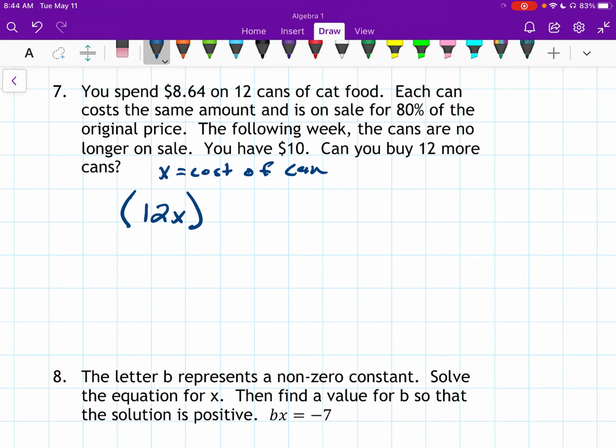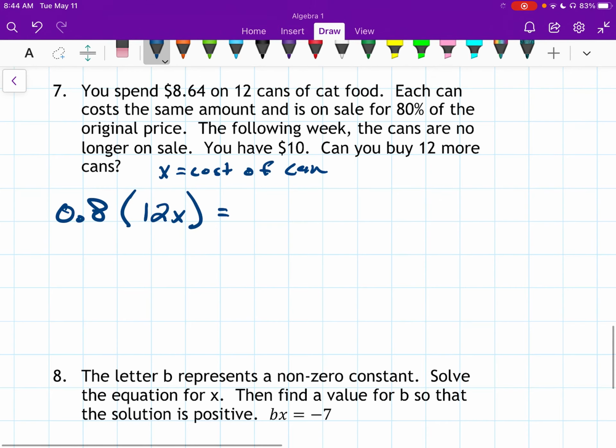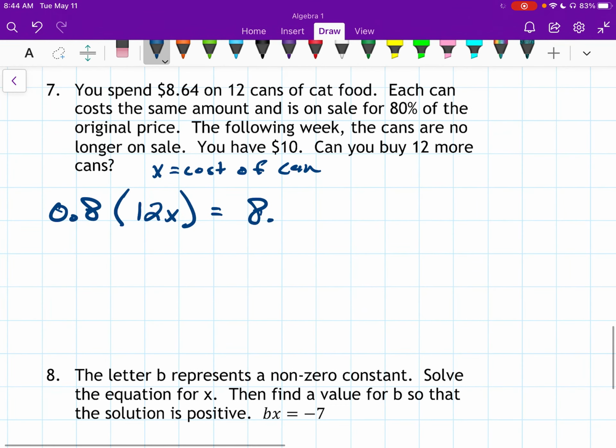on 80% off, so that's 0.8. And that ends up being $8.64. Okay. This 0.8, I like to use 0.8, but you could also use 80 over 100, showing that it's 80% of the original cost, of the original 100% cost. Either way is good with me.